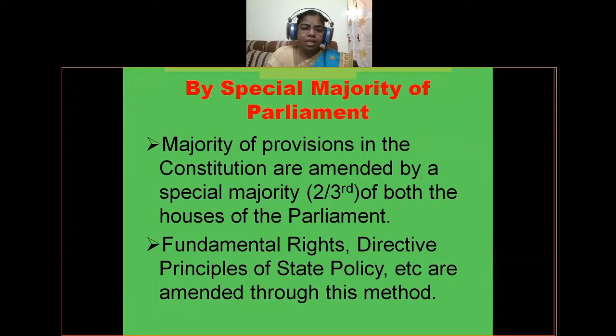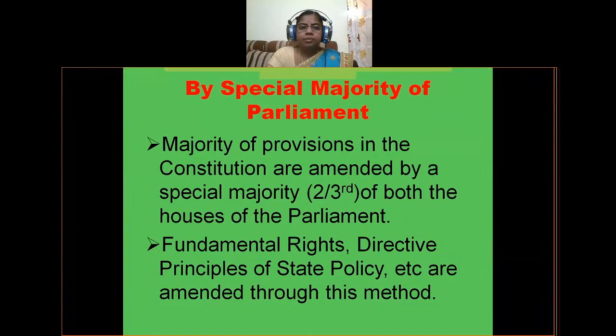So there are some examples. Those are fundamental rights. So fundamental rights in our constitution can be amended only by approval of 2/3 members of both the houses of the parliament. Okay, and next, directive principles of state policy. So this is also another feature which can be amended only by special majority of parliament. So here also both the houses have to approve that constitutional amendment bill with a 2/3 majority.